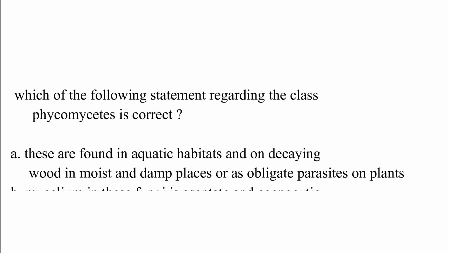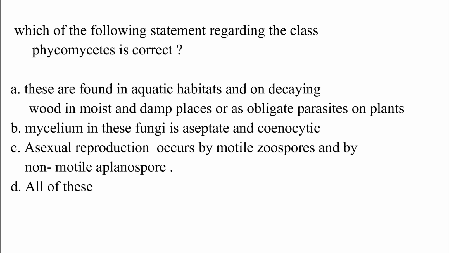Which of the following statements regarding the class Phycomycetes is correct? Option A, these are found in aquatic habitat and on decaying wood in moist and damp places or as obligate parasites on plants. Option B, mycelium in these fungi is aseptate and coenocytic. Option C, asexual reproduction occurs by motile zoospores and by non-motile aplanospores. Option D, all of these. The correct answer is option D, which is all of these.